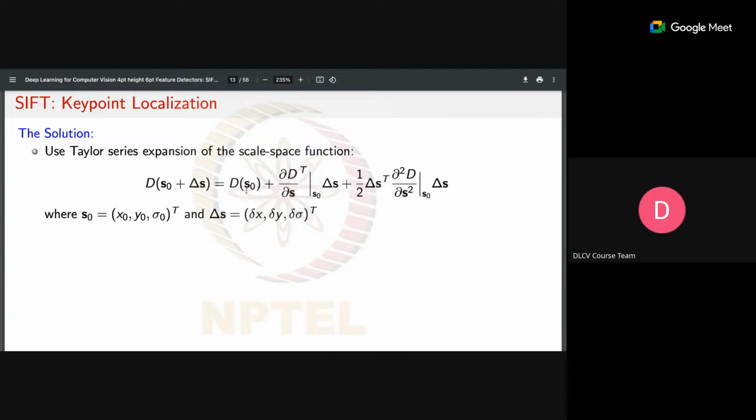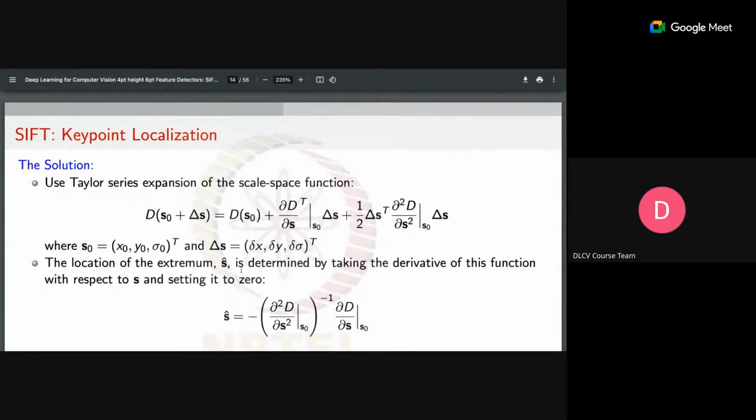So this is just the Taylor series expansion. You write it at the initial point s naught, the function at s naught. You take the derivative at s naught, times the change, and you take the second derivative at s naught with s transpose. Basically, Taylor series expansion up to second order. Now the location of extrema is determined by taking the derivative of this function D of s naught plus delta s with respect to s. When you take the derivative with respect to s, your first term is gone, right? Yes, sir. There is no s in that.